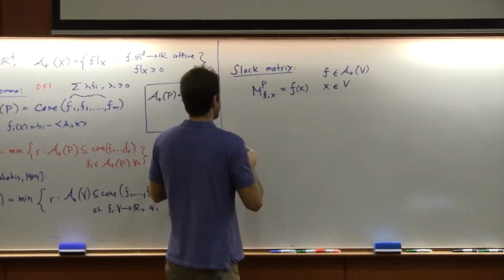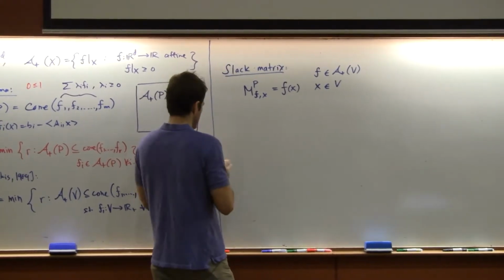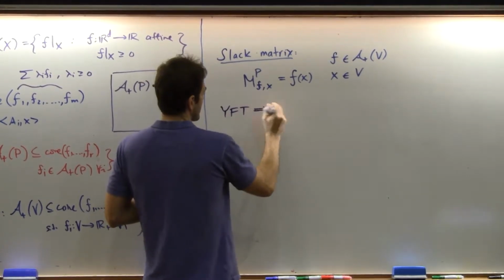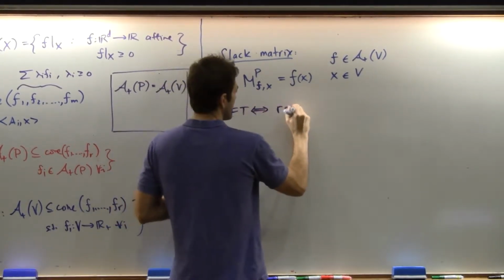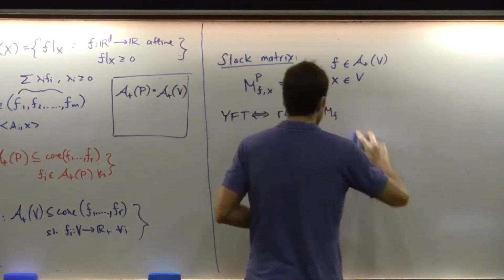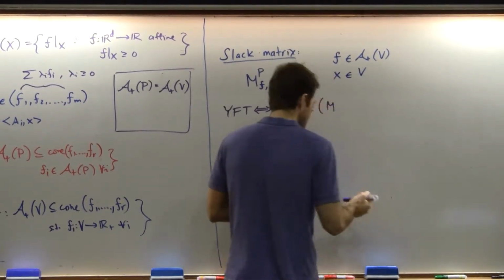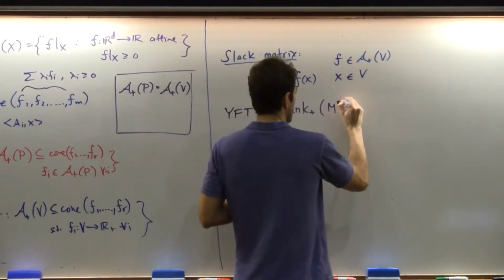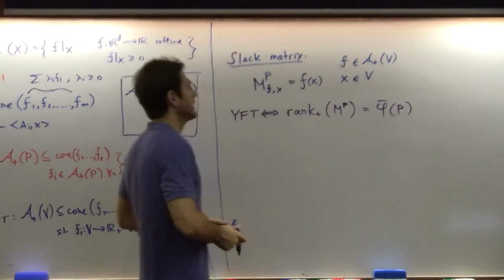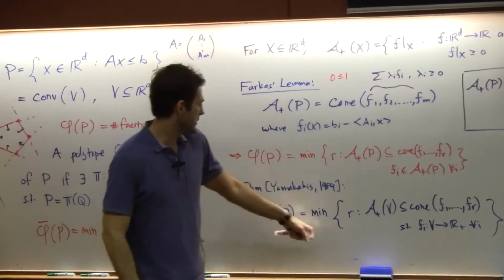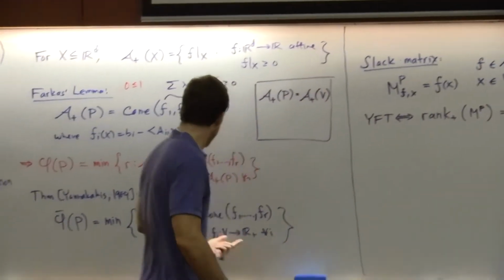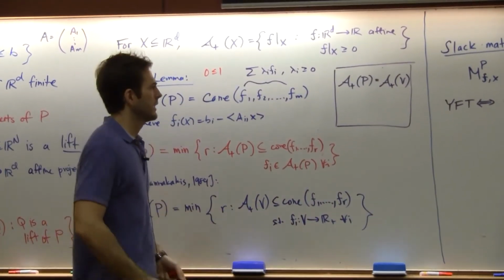So this Yannakakis factorization theorem is equivalent to saying that the non-negative rank of this matrix, there's no X here, just this matrix M P, is equal to the minimal size of a lift for P, which is equal to this one. This is basically, I want to say that this quantity here is precisely this quantity here. And actually, we can just see it.